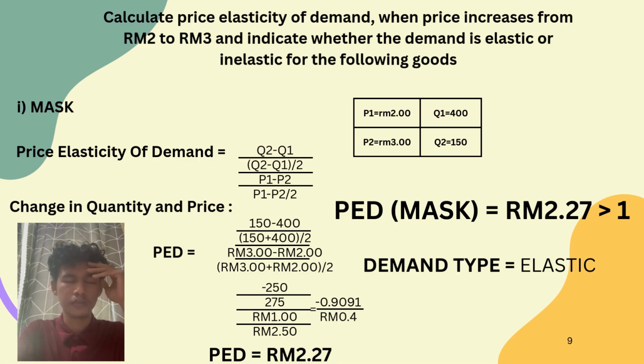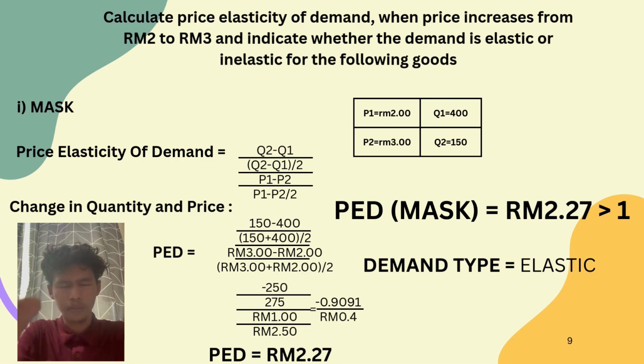We are using the midpoint method. The price elasticity of demand is calculated by dividing the percentage change in quantity by the percentage change in price. The general formula set out is displayed on the screen. The quantity framework is quantity 2 minus quantity 1, divided by quantity 2 plus quantity 1 divided by 2.